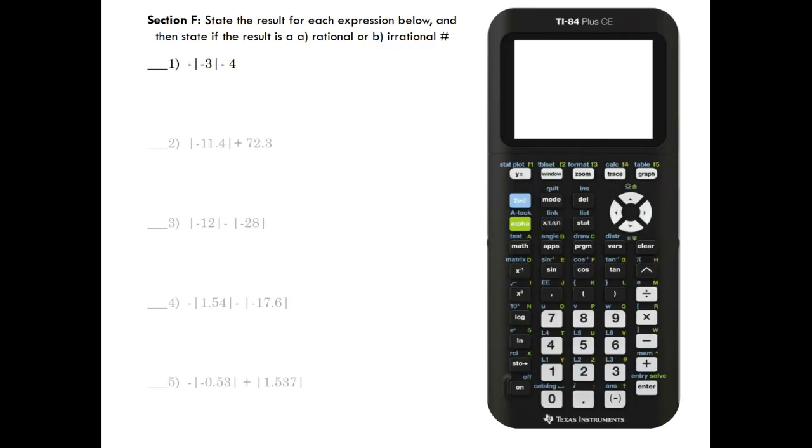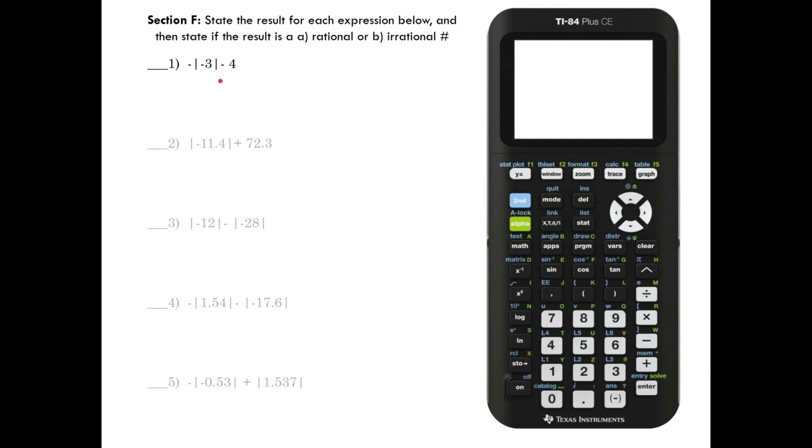Now, in the packet, section F, we want to state the result for each expression below. So we want to state the result and then state if the result is A, rational, or B, irrational number. So number 1, we're going to do this in the calculator. So you're going to write negative, absolute value, negative 3. And then this is minus 4 again.